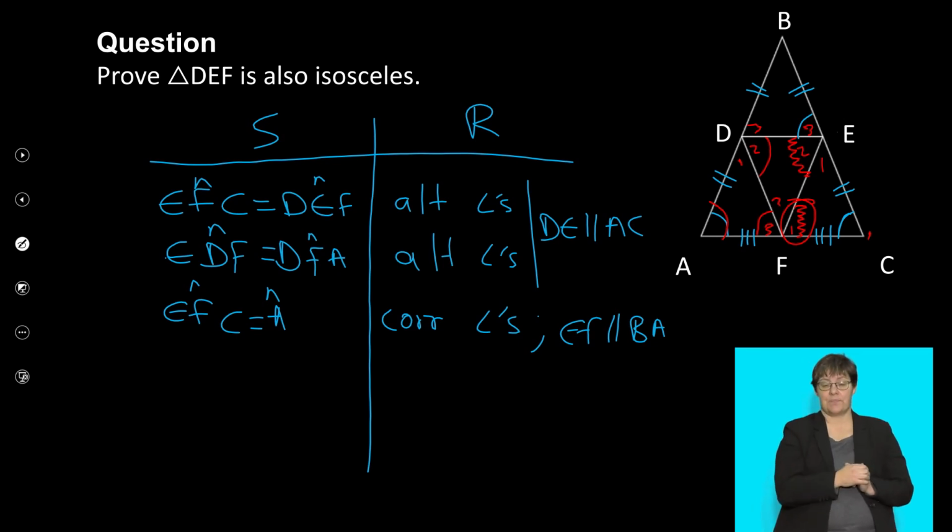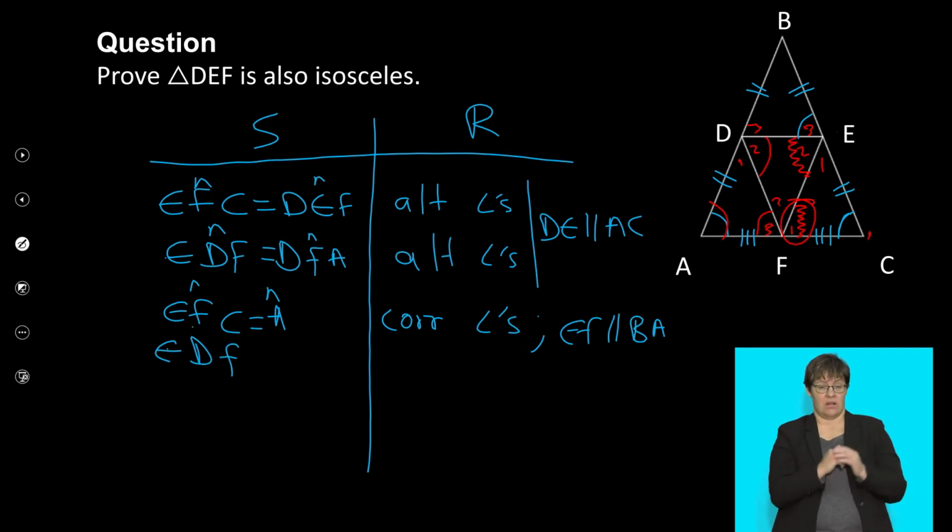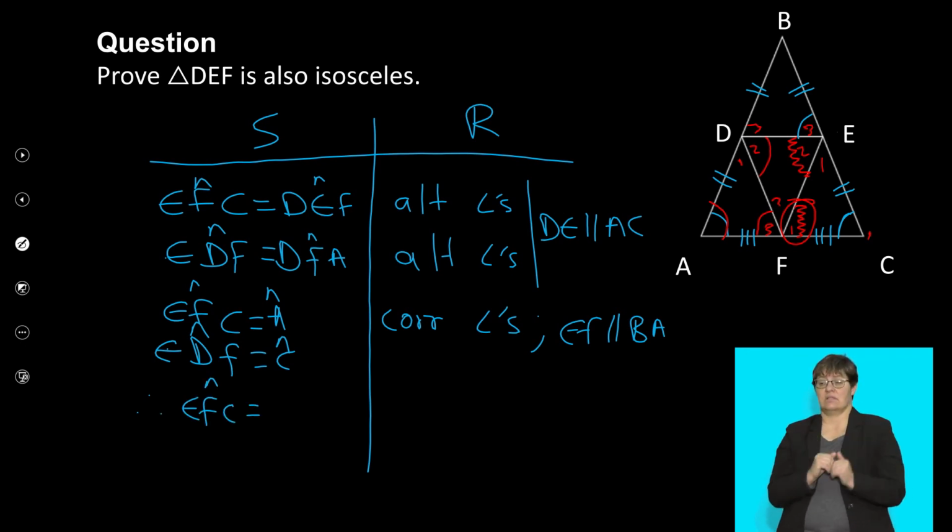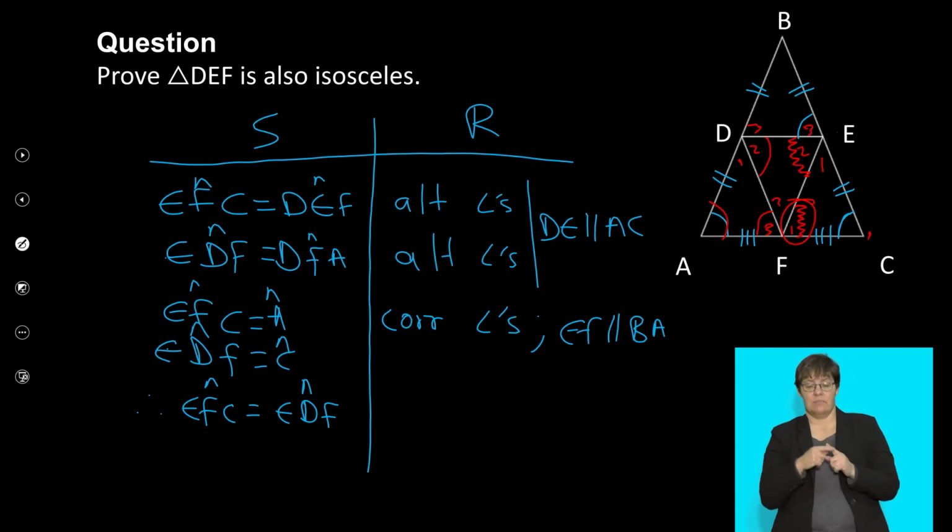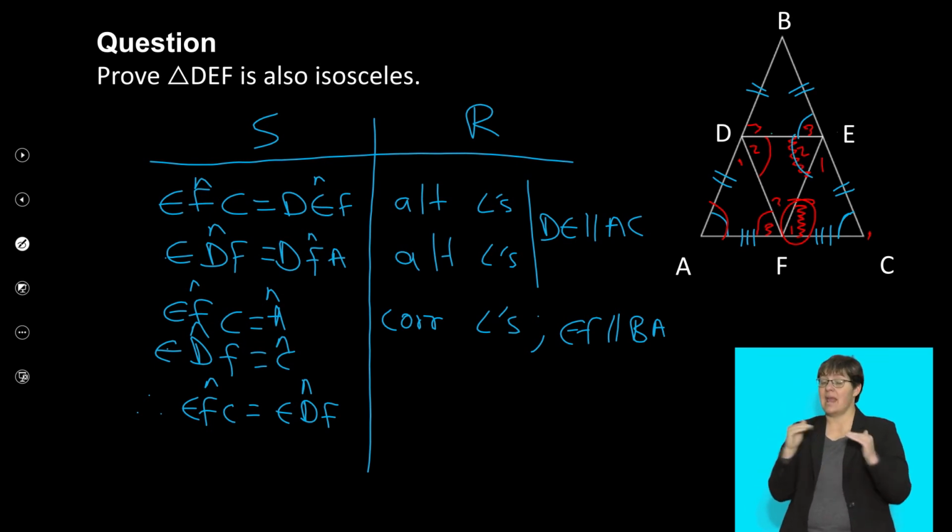So I will say EDF is equal to angle C first, right? We were given that, and then lastly it just simply means that angle EFC is equal to angle EDF, you see, because both of them are equal to A and C, which is an isosceles triangle. And if these two angles are equal, it simply makes it an isosceles triangle.